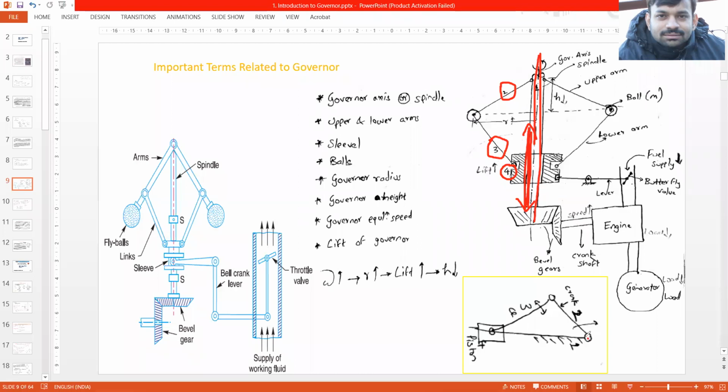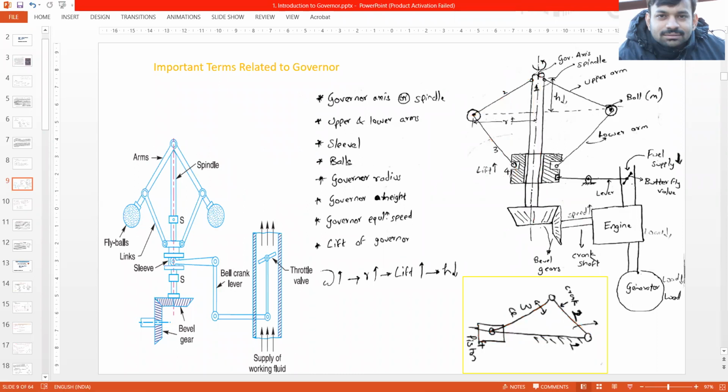So it is very similar to a slider crank mechanism. This is link number 1, which is fixed, then link number 2, then link number 3, and link number 3 is connected to the slider. It slides over link number 1. So this arrangement is very similar. Link number 1 is fixed; it rotates about its own axis. Link number 2 has a degree of freedom of moving about this hinge.